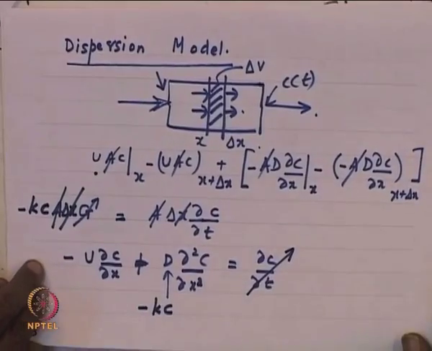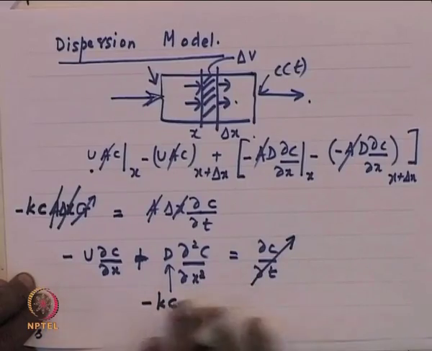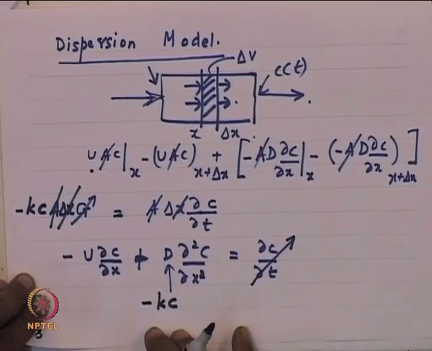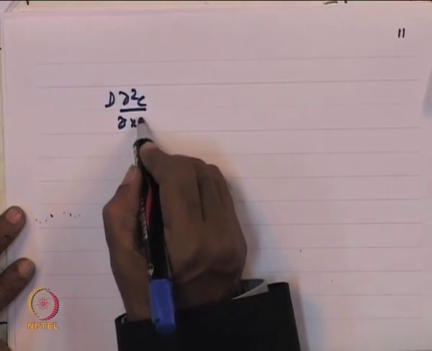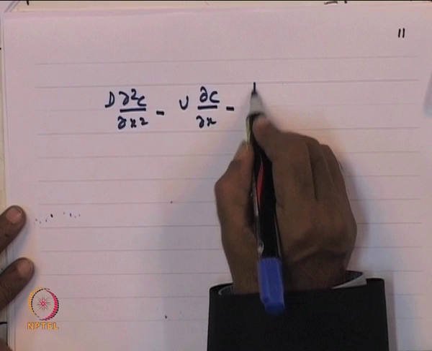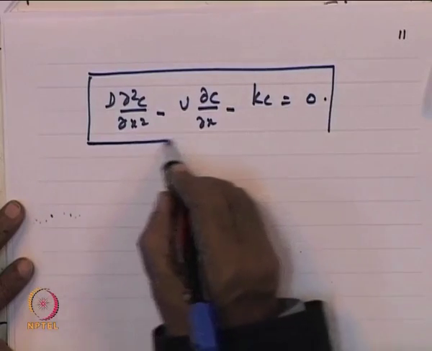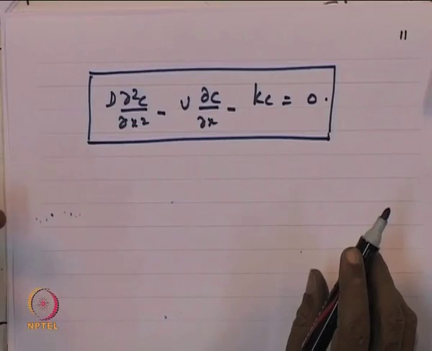So, what are we saying now? We want to now look at the performance of this chemical reactor at steady state in the presence of a chemical reaction. The steady state description of our equation is the following: D ∂²C/∂x² − u ∂C/∂x − kC = 0. This is what we have to solve to understand the dispersion model behavior of our system.